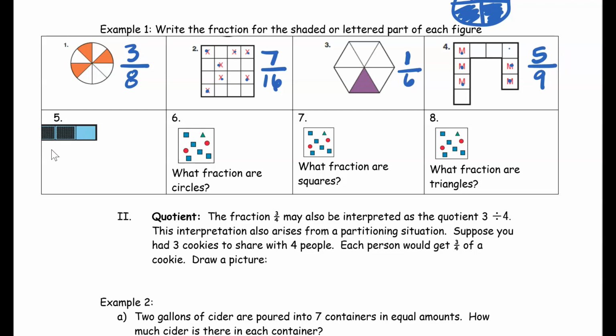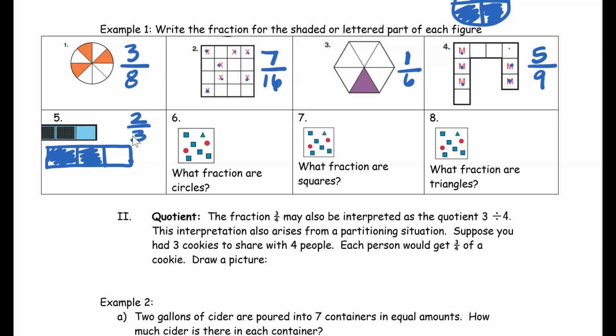This one, oh, you know what? I forgot to fix this. I'm going to draw this so you can see the whole thing, but what it's meant to look like is this. And so we'll write 2 out of 3 there. 2 out of 3 pieces total, 2 of them are shaded.